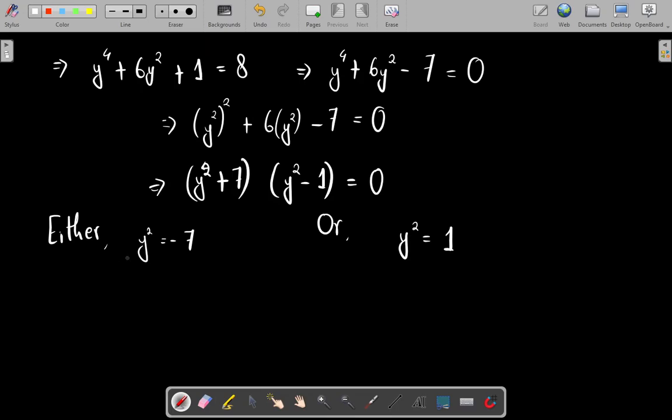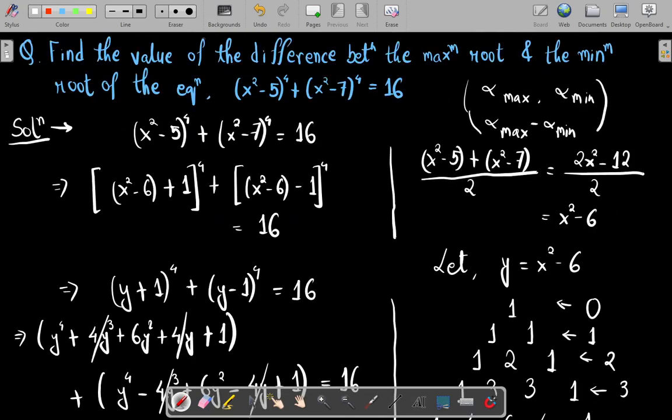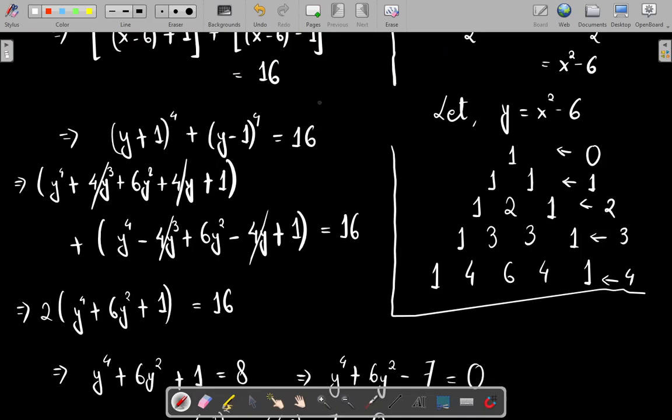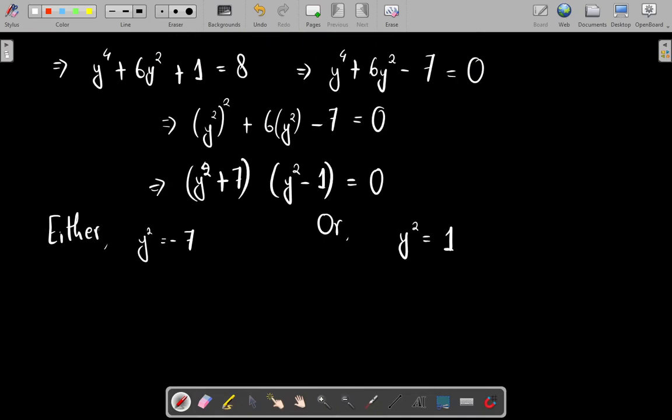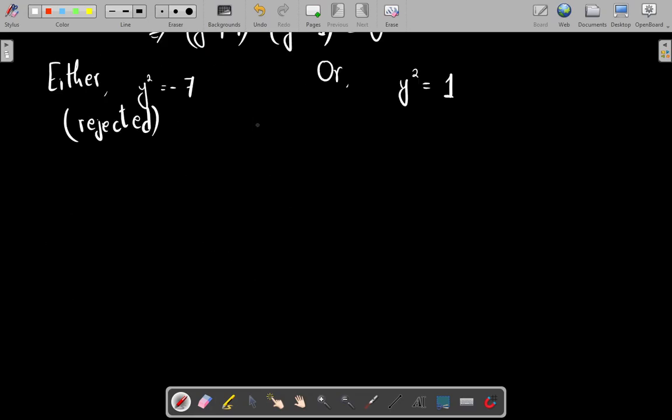Okay, now y square equal to minus 7, this is possible for complex roots. In the given question, nothing is told about complex roots, so we are assuming it is a real root equation. Okay, so we are discarding this. This is rejected because no real roots will give us this solution for y square equal to minus 7. Okay, so y square equal to 1 implies y can take the values of plus or minus 1.